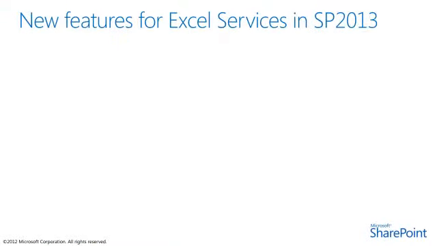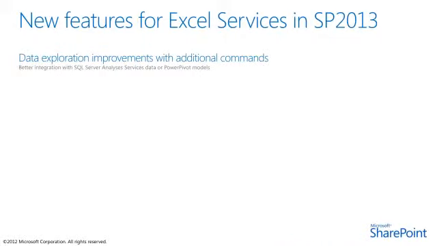There are several new features in Excel Services. People can more easily explore data and conduct analysis in Excel Services reports that use SQL Server Analysis Services data or Power Pivot data models. For example, users can point to a value in a pivot chart or pivot table report and see suggested ways to view additional information. Users can also use commands such as drill down to conduct analysis. Users can also apply the drill down command by using a single mouse click.